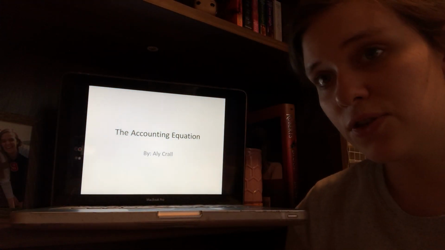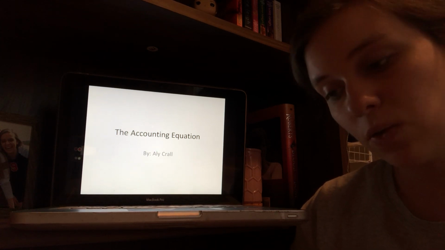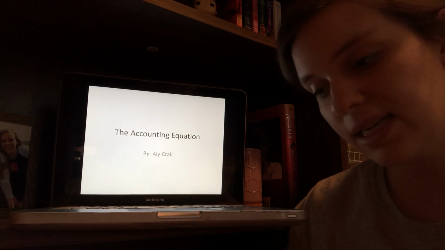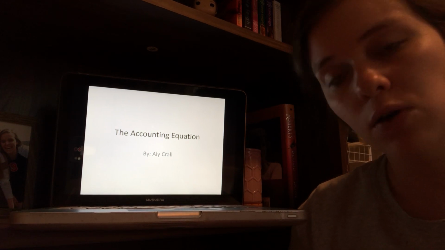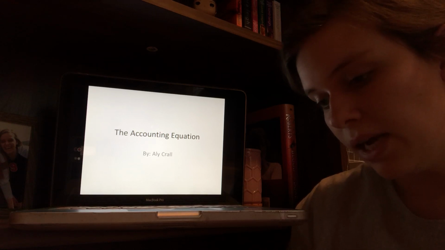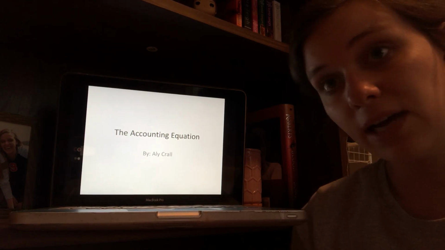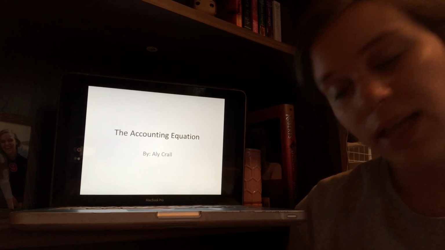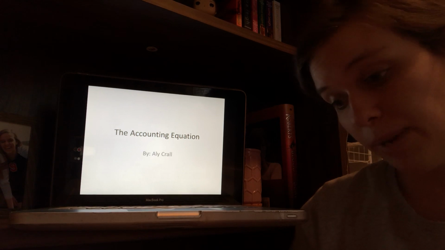So I chose to do the accounting equation, and what it is and why it's important is because it is the basic tool of accounting, and it measures what a business owns and the claims on those resources by creditors and owners. The accounting equation has three parts, which are assets, liabilities, and equity, and it shows the relationship of those parts, and it is an equation that must always stay in balance.